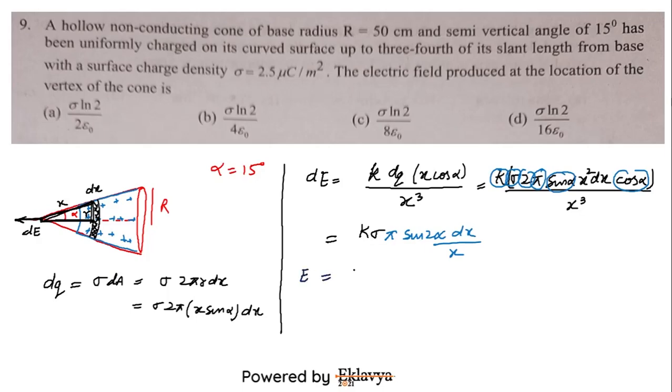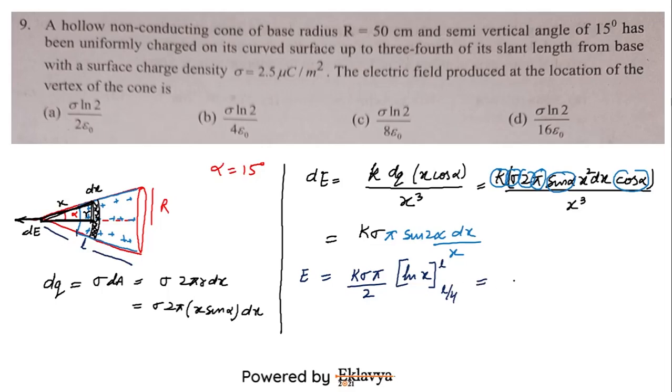So integration will give us k sigma pi sine 2 alpha. Alpha is 15 degree, so sine 2 alpha will become sine of 30 degree, which is half. So I'll simply write half here. And then we will have ln x. x is changing from L by 4 to L, where L represents the slant length, you can say. So L by 4 to L.